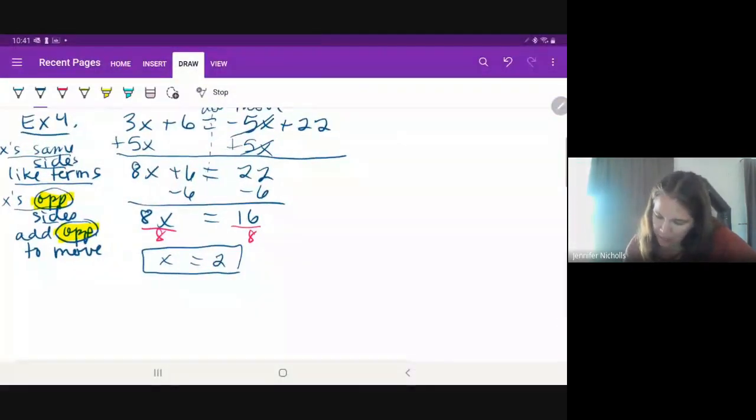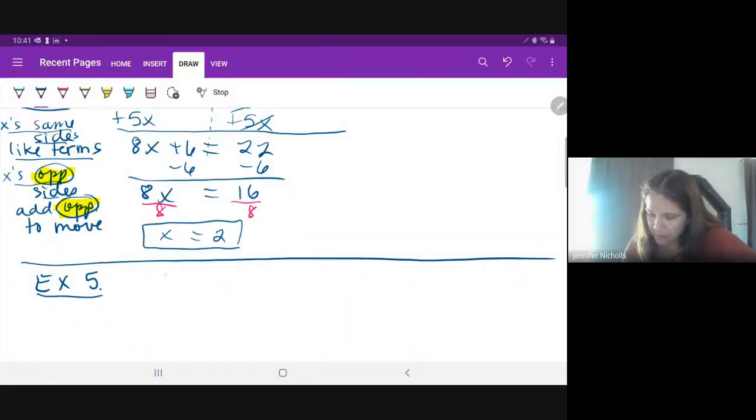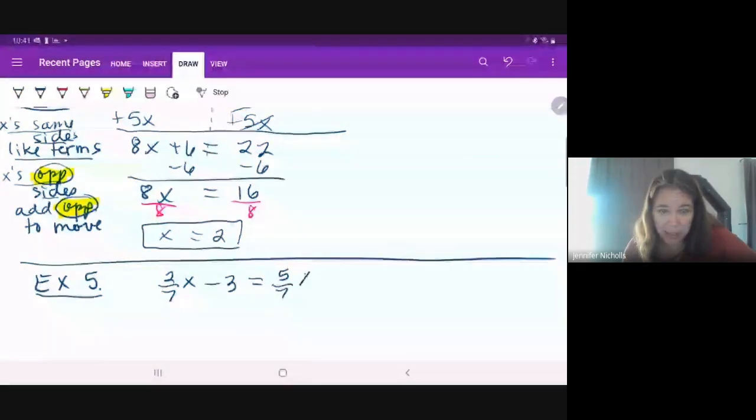Now, examples 5 and 6 have fractions, so they're kind of stressful. But I'm going to show you how to do them, and we have 13 minutes left of class, so we'll be fine. There's not too many fractions in our class in general. I usually stay away from fractions, but I didn't make up these homework questions. That's why there's fractions. I almost never have fractions in my class.